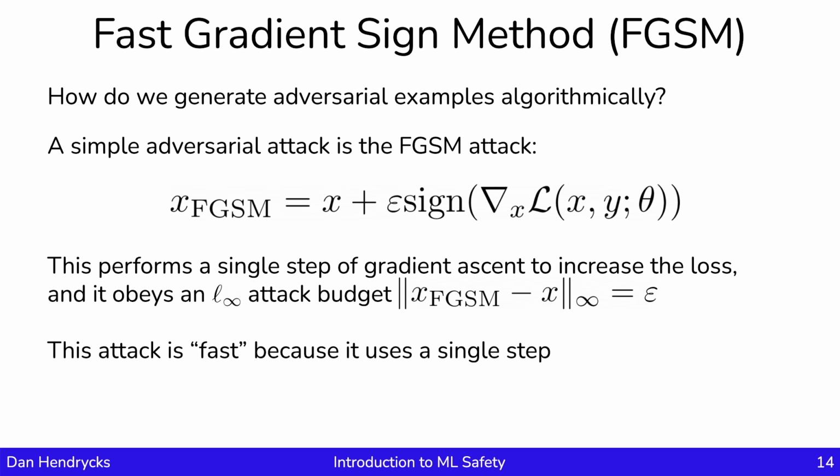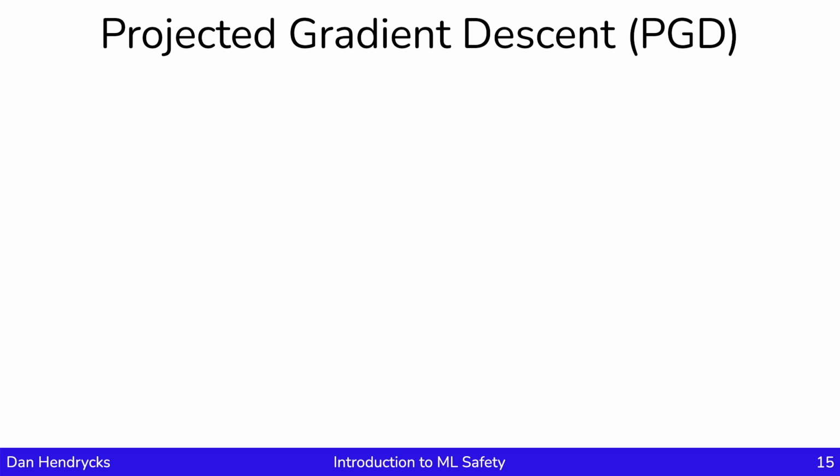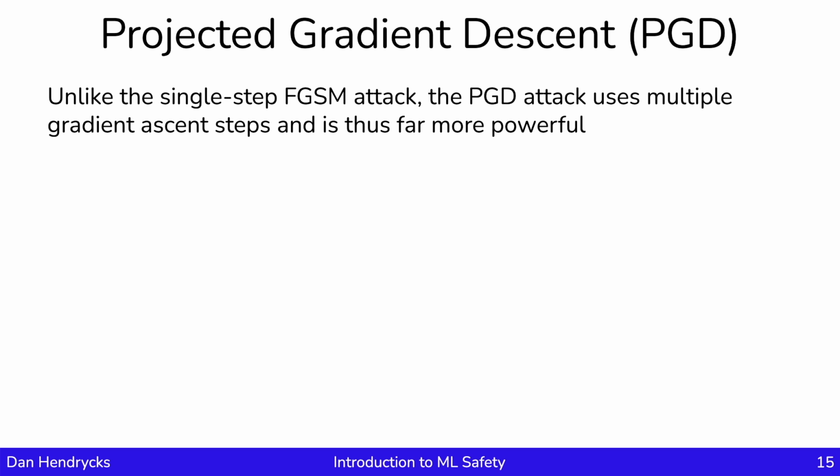This attack is called fast because it uses a single step. But right now, this isn't really a strong attack anymore. It's actually fairly easy to defend against with modern methods. However, off-the-shelf models can definitely be vulnerable to the FGSM attack. Let's speak about an attack that is stronger than the FGSM attack. Unlike the single-step FGSM attack, the PGD attack uses multiple gradient descent steps and so is more powerful.